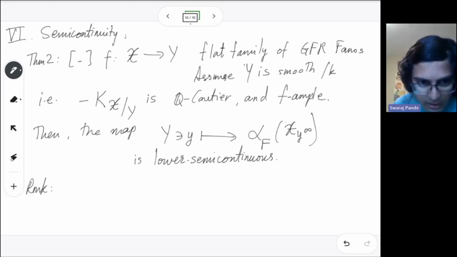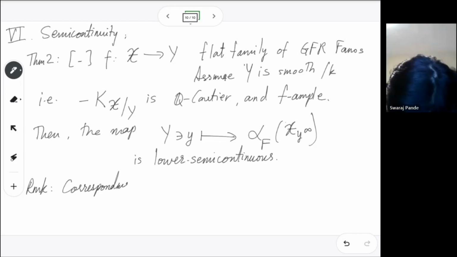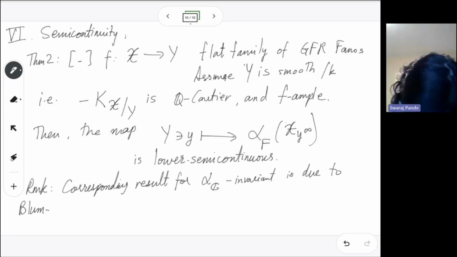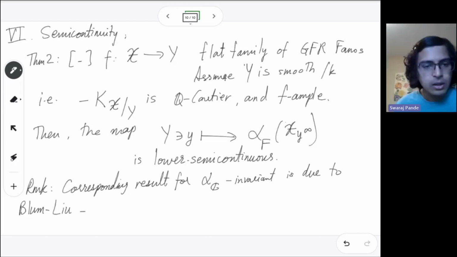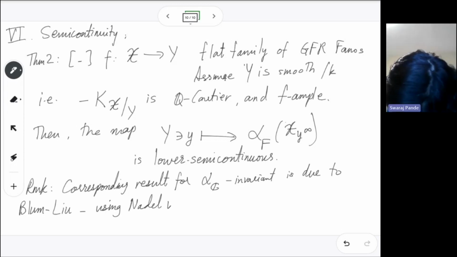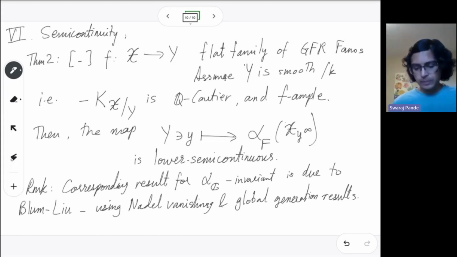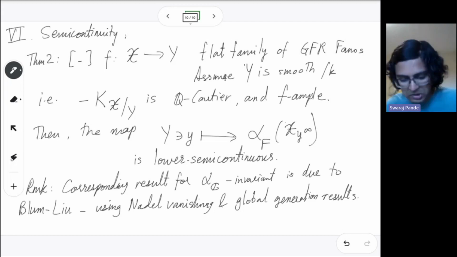And let me just remark that the corresponding result for the complex alpha invariant is due to Blum and Liu, and it essentially uses Nadel vanishing and other global generation results. As I said, Nadel vanishing just doesn't hold in general in characteristic p. But using the Frobenius versions can correct that to some extent and allow us to prove results like this.